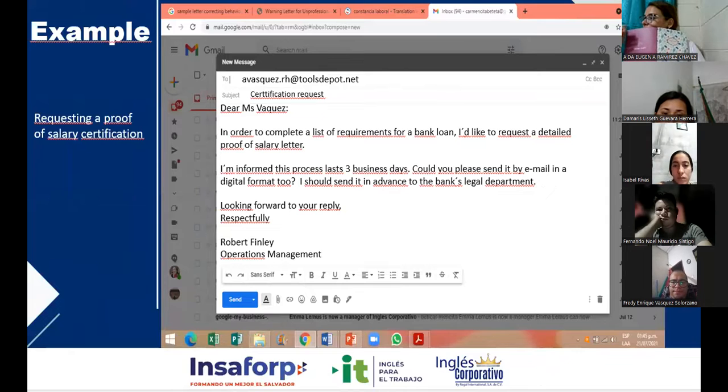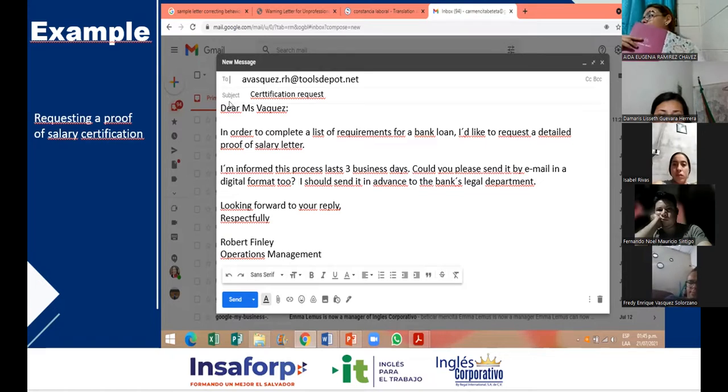Entonces, veamos. La primera cosa es que tengo que poner a quien se la estoy enviando la dirección correcta, ¿verdad? The correct email address. Luego en el subject, para lo que estoy solicitando. Certification request. Ok. Dear Miss Vázquez.